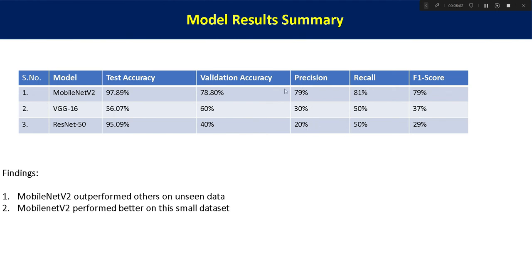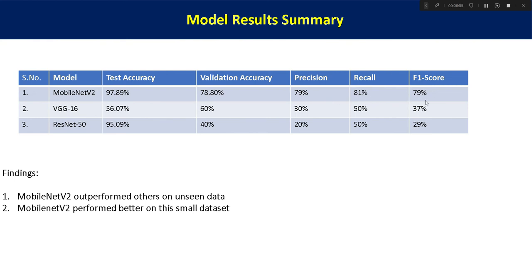Now, if we talk about precision, precision is somewhat higher for MobileNet V2, 79%. Recall is also higher, 81%. Recall means how efficient or how accurate your model is in predicting the actual monkeypox cases. So it is 81%, which is not bad. And we must remember that it is completely unseen data. Now, the third is F1 score, which is the balance of precision and recall, the harmonic mean of precision and recall.